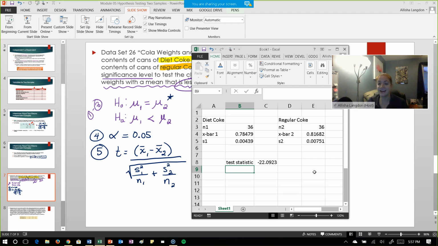Okay, well, our T was -22.0923. That is a humongous test statistic. Normally you don't get that big of a test statistic, but let's just go along. Did everybody else get that? Was everybody else able to calculate that? Okay, great.